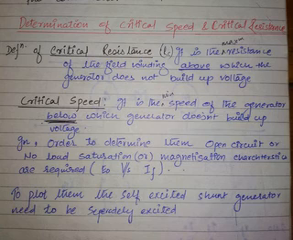First, write out the definition of critical resistance. It is the maximum resistance of the field winding above which the generator doesn't build up voltage.